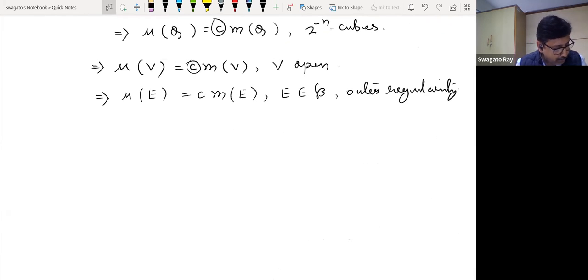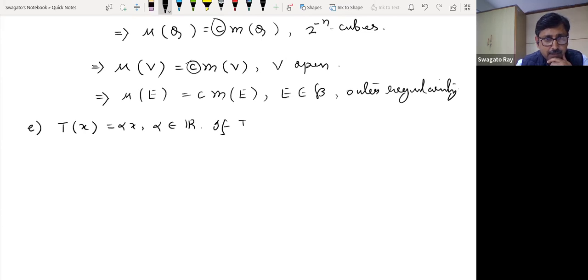Okay. We now want to prove the last part, E. So what was T in the one-dimensional case? It's a linear map. So Tx must be equal to alpha x for some real number alpha. That could be 0. So if T equals 0, then what happens is, m of TE, that is also equal to 0.